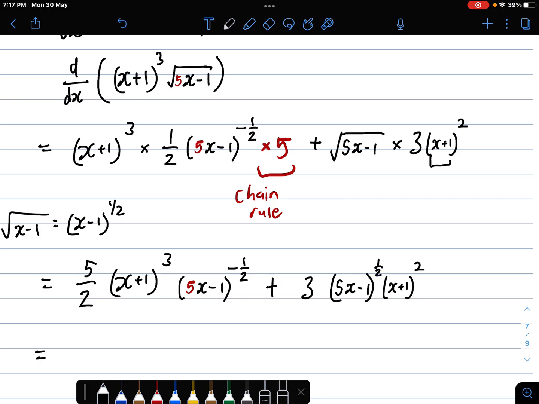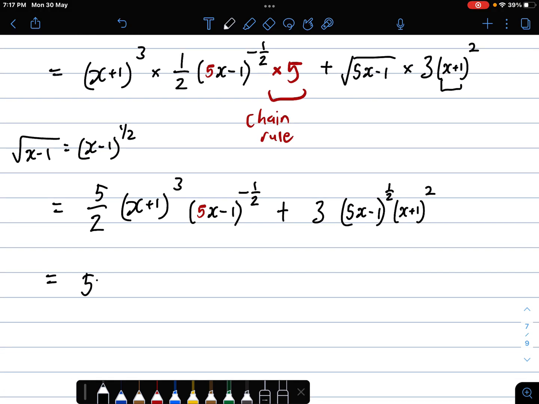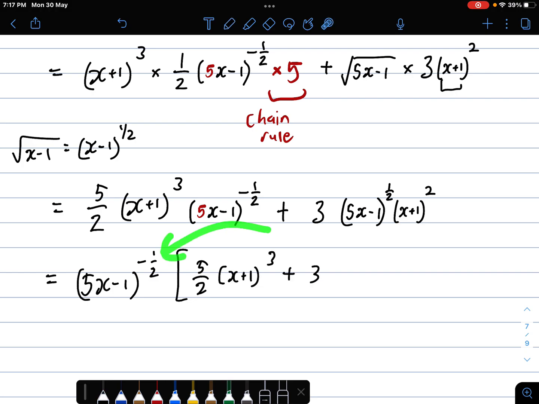So I can factor out a 5x minus 1 to the power of negative half. What am I left with? 5 over 2 times x plus 1 power 3 plus 3 times, if I take away a negative half, that's the same as subtracting negative half. Subtracting negative half is the same as plus half.